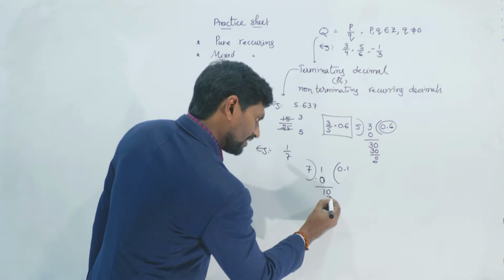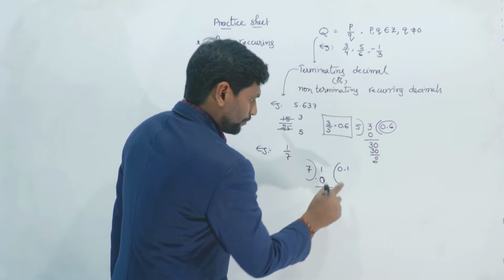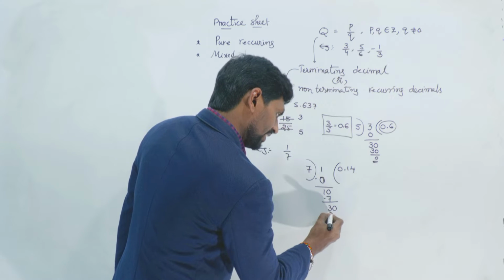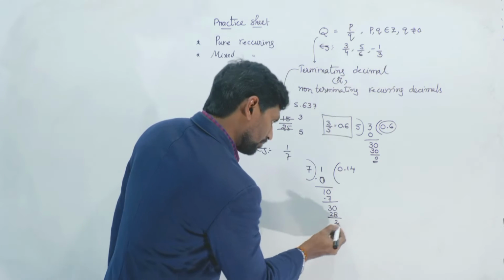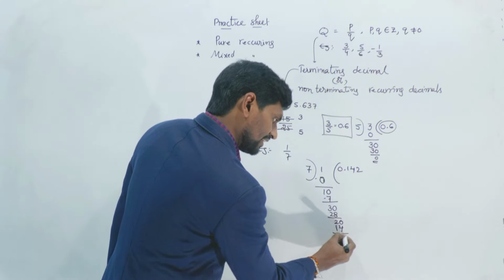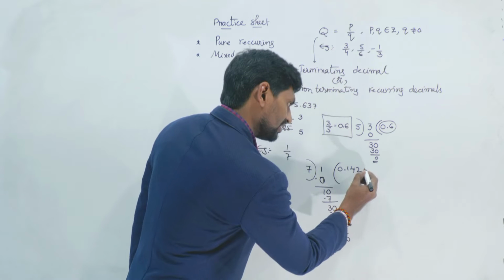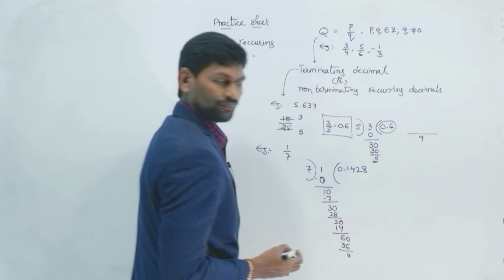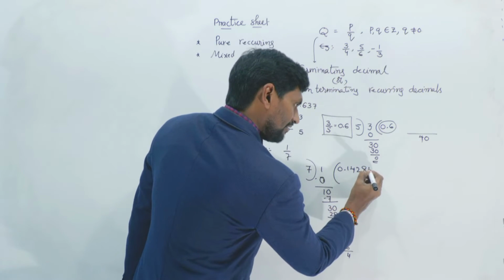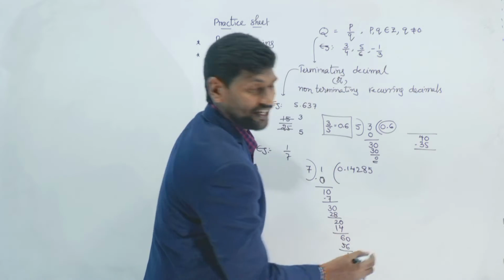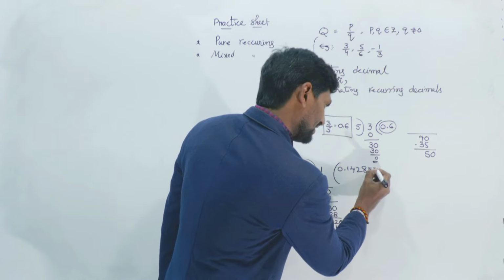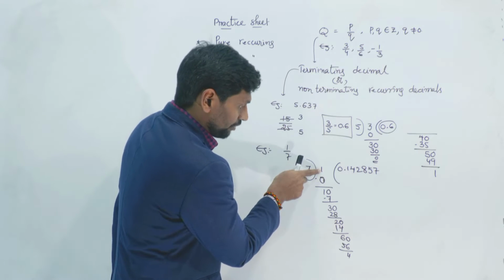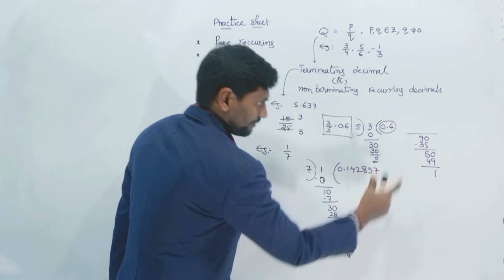Now 7 ones are 7, remainder 3. Once you keep the point, for every subtraction we can take one 0 here. 7 table, 30 won't come; 7 fours are 28, again remainder 2. Take one more 0. 7 twos are 14, remainder 6. Take one more 0. 7 eights are 56, remainder 4. Take one more 0. 7 fives are 35, remainder 5. Take one more 0. 7 sevens are 49, again remainder 1. Still, we are starting from 1. Again 1 is coming. That means all this process will continue like that.